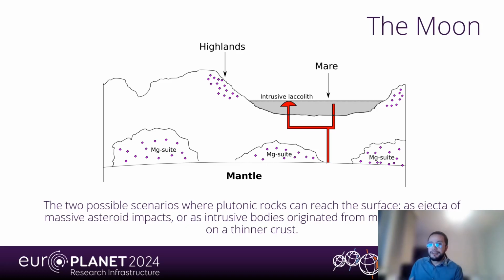So this is a little sketch of the distribution of these potential intrusive rocks. So as I was saying in the last slide, we can have some ejecta from really big impacts, and this ejecta will be probably mixed with the highlands material, that makes it a little difficult to identify. And the other option is, of course, the intrusion of lava floods from the mantle that can eventually form dikes, and for example, in this case, an intrusive laccolith.